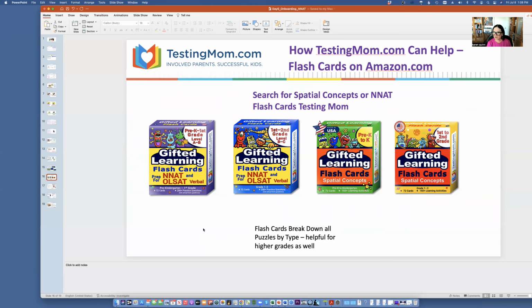There are flashcards you can get at Amazon. The spatial concept cards are great. And even if your child is past 2nd grade, let's say, but if this is something that's hard for them, go back. I always say, go back to the easier questions. Go back, and this kind of lays out all the different types of questions that there are.